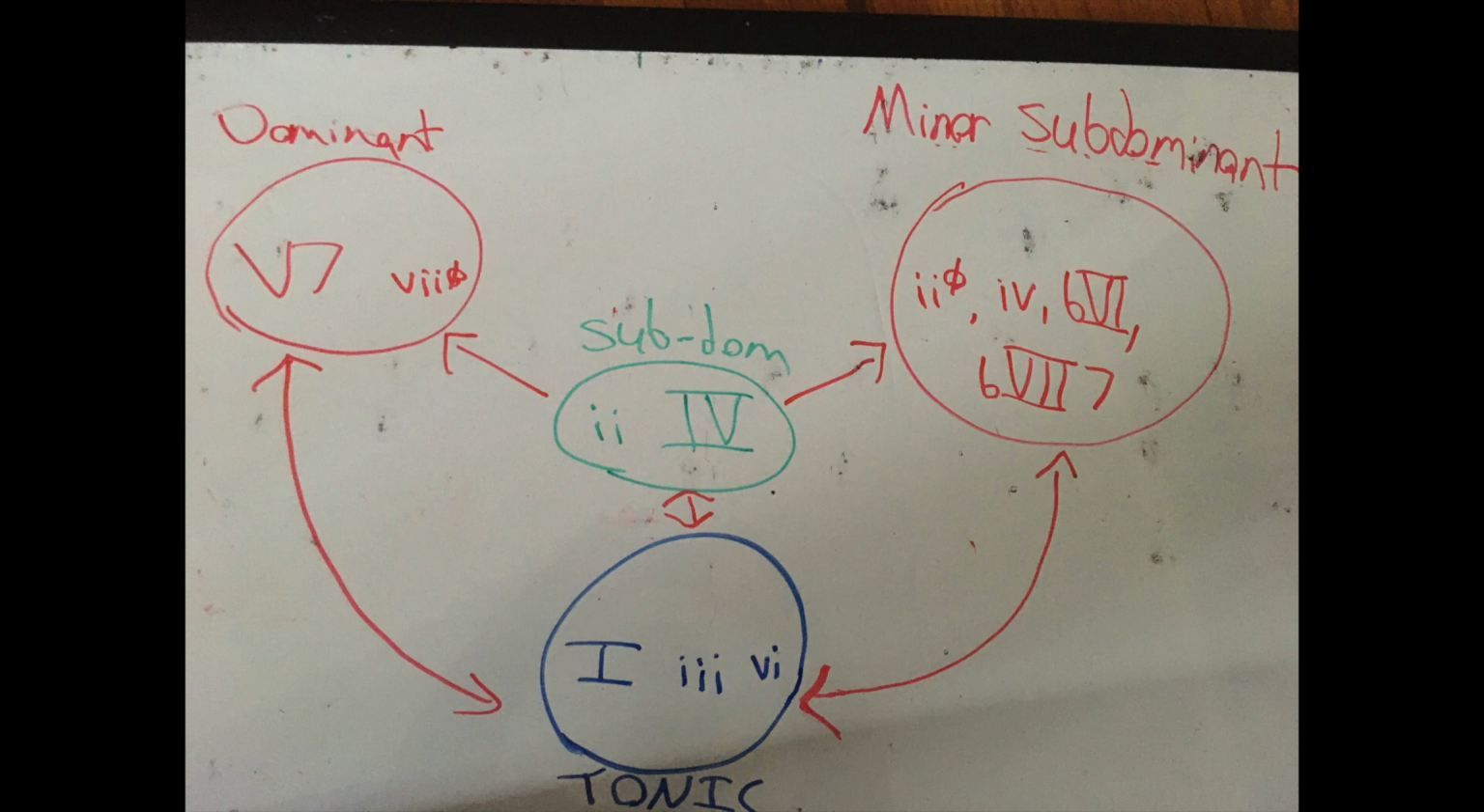You can also skip the subdominant entirely and just alternate between the 5 and the 1. Or you could resolve from a 4 to a 1, which is also known as a plagal cadence.